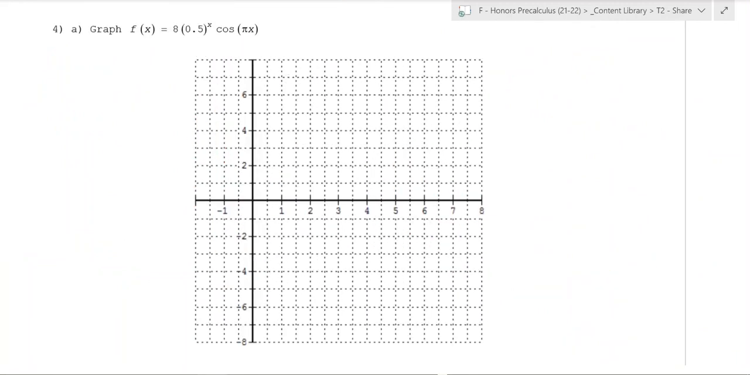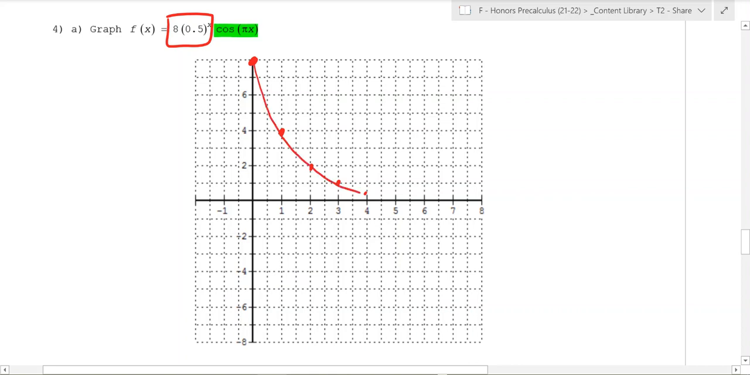So this one has cosine of pi x, and it's being multiplied by this function. If you just graphed 8 times 0.5 to the x, you plug in 0, and it starts up here at 8, because 0.5 to the 0 is 1. Plug in 1, it's going to be 4, and then 2, it's going to go half again, so 2. Then 3, it's going to be here. So you end up with a roof like this.